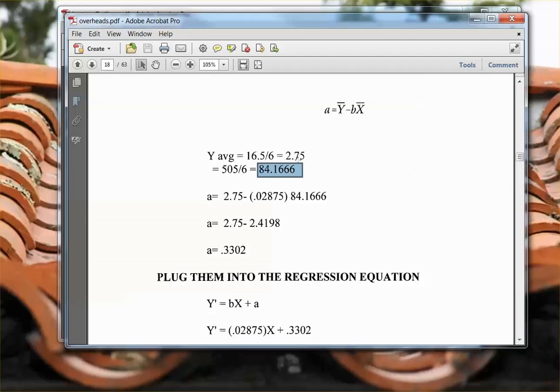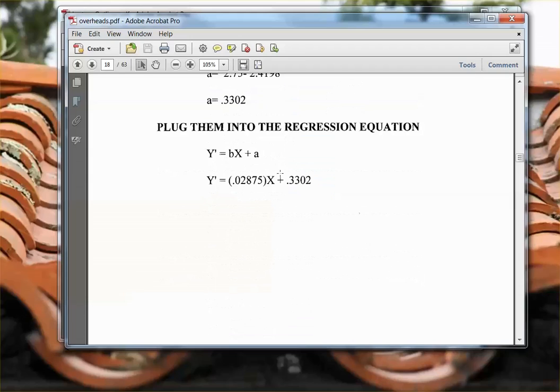So let's put them into the formula. So 2.75 goes here. We calculated the slope in the previous step, and that goes here. And then the x mean, which was this value, goes right here. You substitute them down, and now you have a y-intercept of 0.3302.